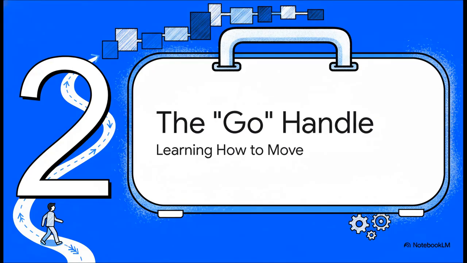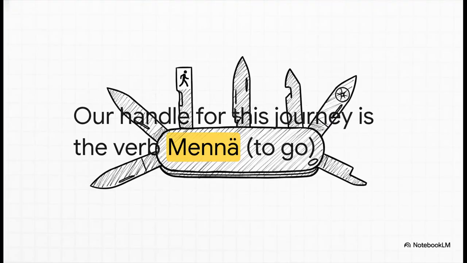Okay, so every journey needs a way to get started. For us, that's going to be our handle, the tool we're going to use to move through this language. And our very first handle is the verb "to go." In Finnish, that verb is mennä. This is what's called the infinitive, the basic raw form. Think of it as the core of our tool, ready for us to customize.